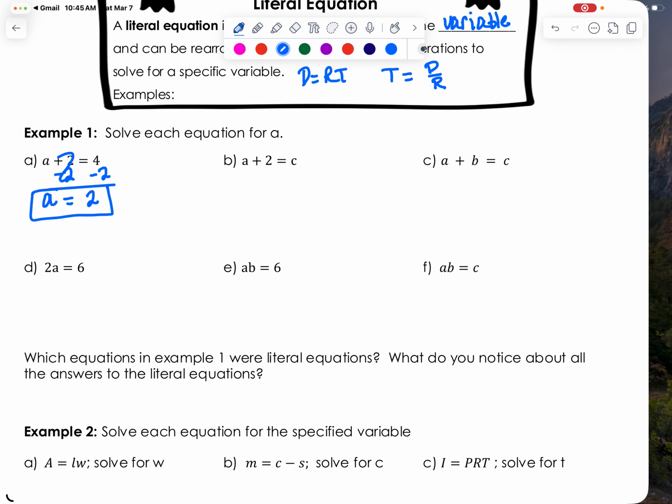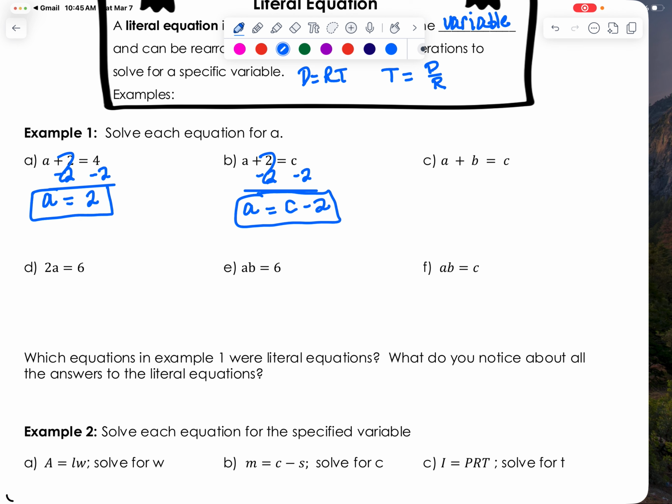Now look at problem B. Here we have a very, very similar problem. It says A plus 2 is equal to C. So I want to isolate the A. I want to get it by itself. So I have to subtract 2 from both sides. So A, this would zero out, is equal to, now for C and 2, these are not like terms, so we can't combine them. So we would just write down C minus 2. So again, we isolated the A. We got the A all by itself.